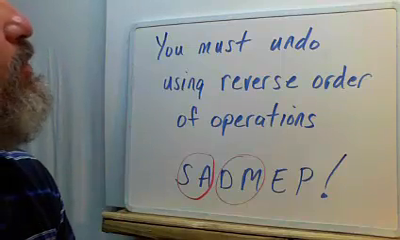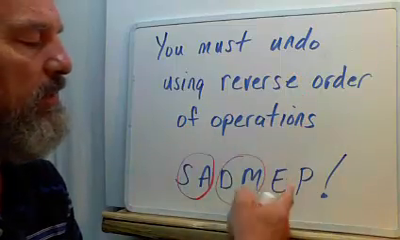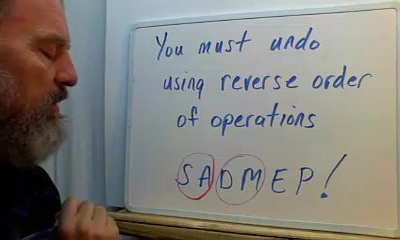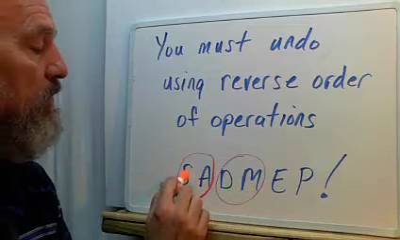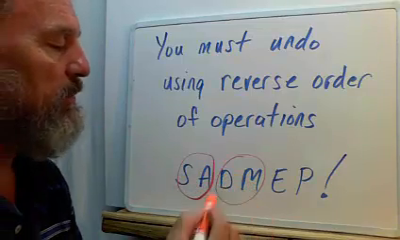Problem number 5, essential question. The answer to this is you must undo using the reverse order of operations. So in other words, instead of PEMDAS, reverse the PEMDAS. And it becomes, you undo subtraction and addition first, and then undo division and multiplication next.